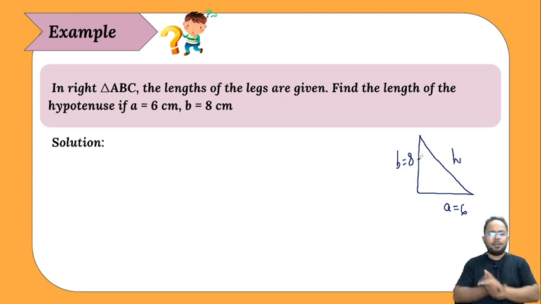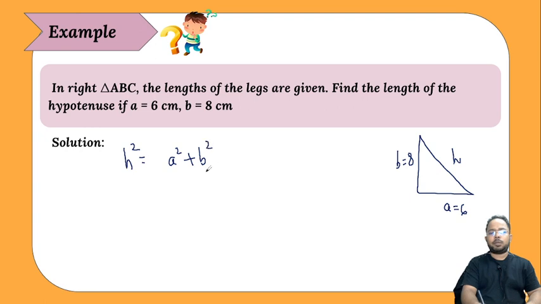So I think very simple, very cool. So we can simply find h square is equal to a square plus b square. So we can write 6 square plus 8 square. 6 square is 36, 8 square is 64. So it gives us 100. Now h square is equal to 100.